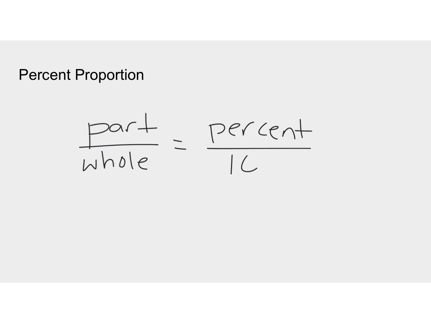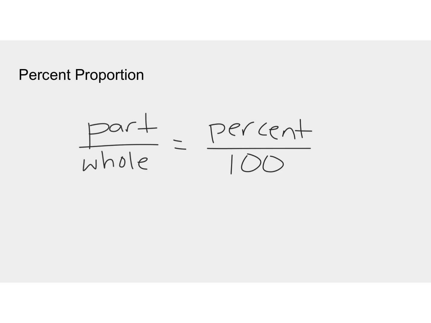Okay? So the percent proportion that I already had you write down is part over the whole equals percent over 100. Why is the percent over 100? Because you don't have your percent, your number, but you know that a percent is out of 100, right? Highest percentage you can get is 100. So on the bottom, we have the whole of both parts. On the top, we have the parts to those wholes.